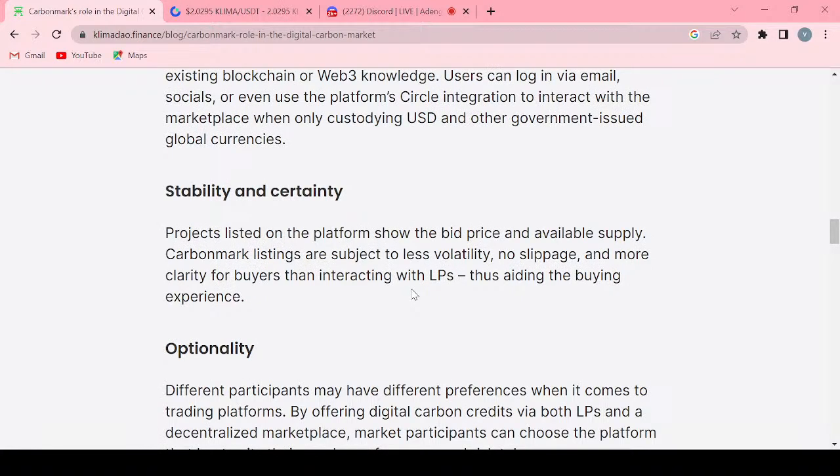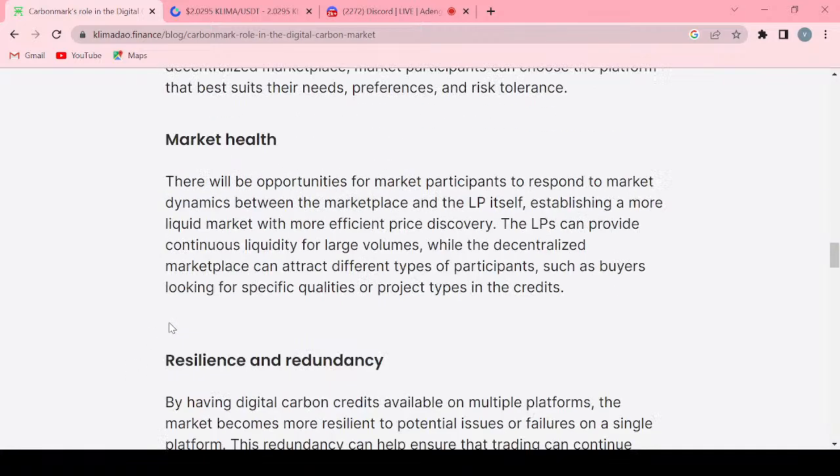What is stability and certainty in the project? The project which is listed on Gate.io has a big price and available supply there. So the carbon mark listing is subject to less volatility and no slippage, and more clarity for buyers than interacting with a liquidity pool. Thus you are adding to the buying experience there.